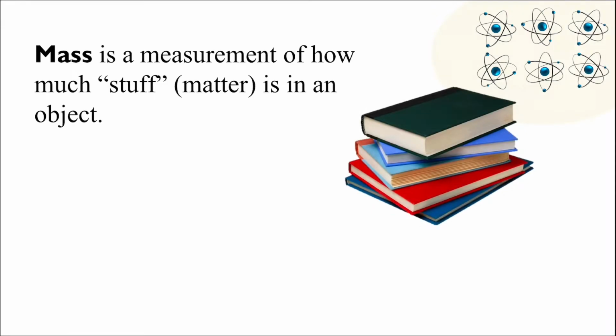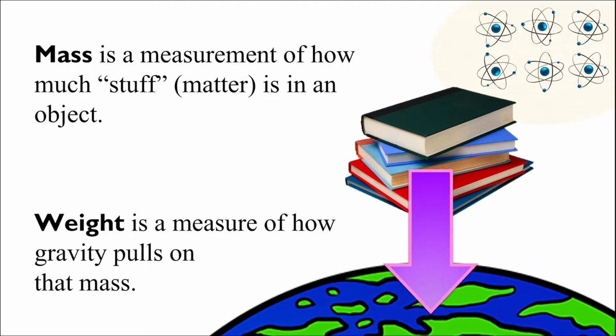Mass is a measure of how much stuff, how much matter is in an object. The number of atoms and how densely packed they are within a certain object determines its mass. Weight, on the other hand, is a measure of gravity's effect on that mass. So gravity pulls on the object, which makes massive objects heavier and more difficult to lift than less massive objects.